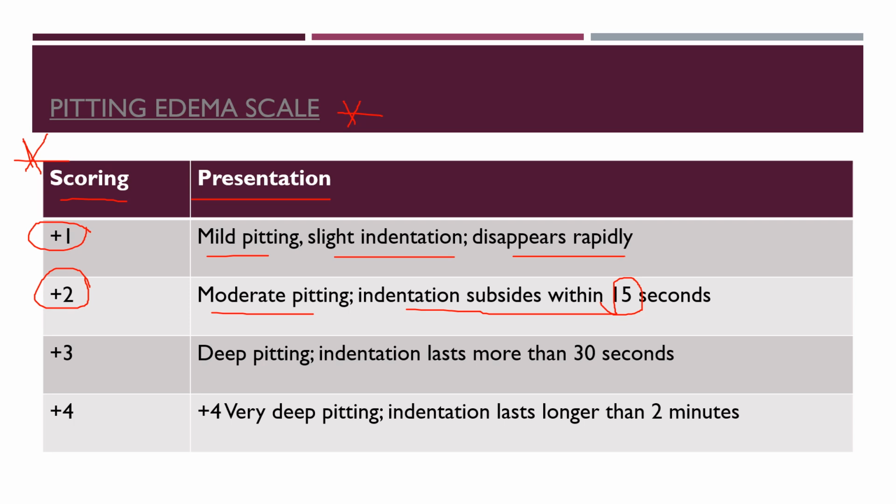And in the video, maybe you can do your own little measurement here and see what you would score it as. +3 here, deep pitting, indentation lasts more than 30 seconds, so it's getting pretty severe here. And then +4, very deep pitting, indentation lasts for longer than 2 minutes, okay? So go back up here and watch this video that I've linked, and maybe you can come up with your own score and try to score based on this scale here.